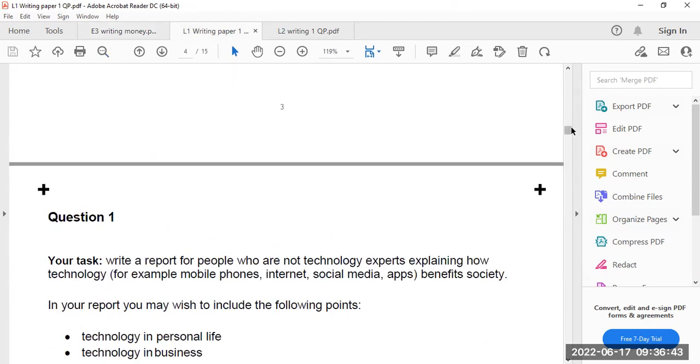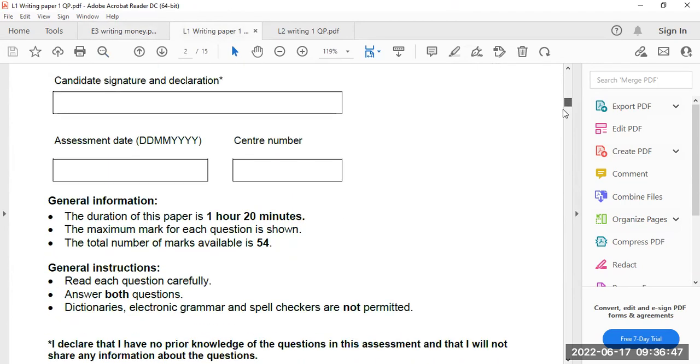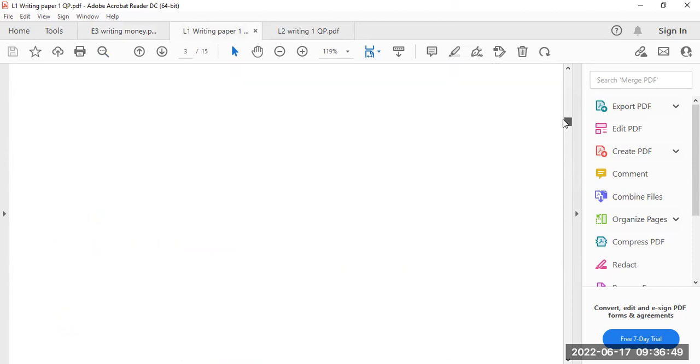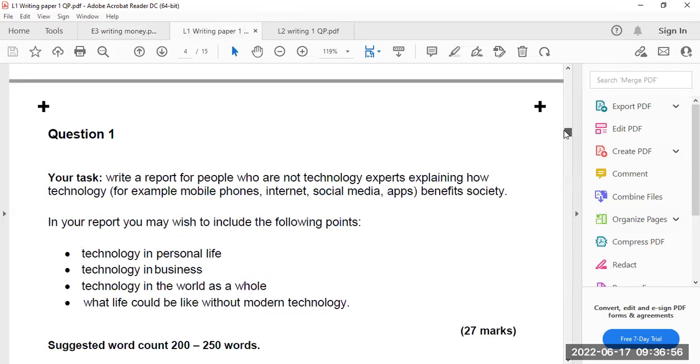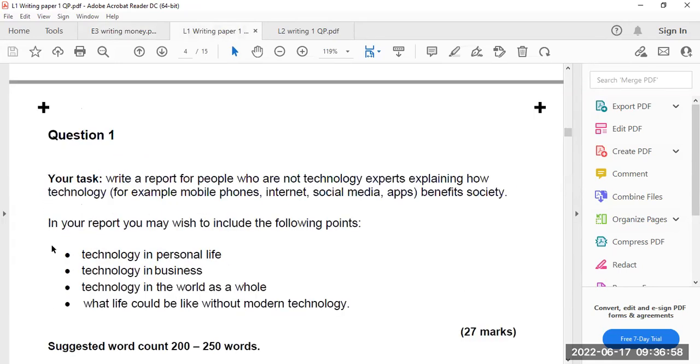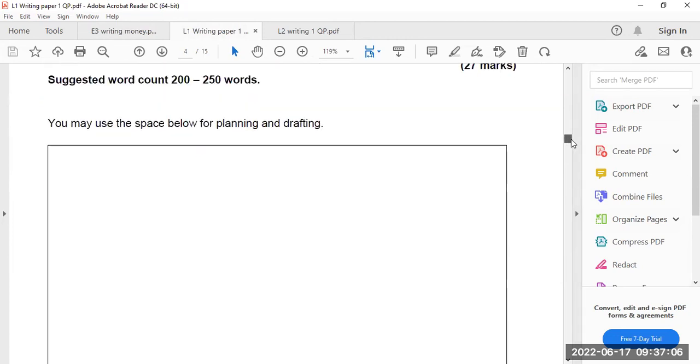Level 1, on the other hand, as I said, 1 hour 20. And you can see here, the marks we're given is the same across both. And the tasks themselves are not thematically linked. They're not on the same topic. And we can see here, we get a writing task here. We get some bullet points. And in this case, it's to write a report. So again, we're thinking about those different layout features you might want to use, but I'll get into that in a bit. And again, just like with entry level 3, you get this space below for planning and drafting.